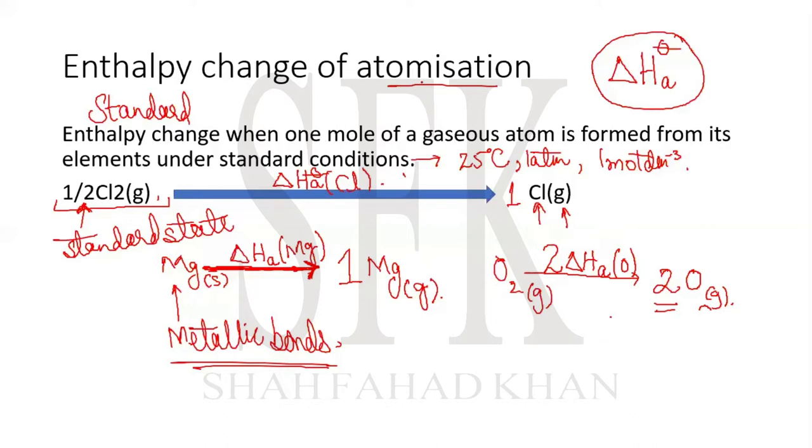Okay, so this was enthalpy change of atomization. The enthalpy change when 1 mole of a gaseous atom is formed from its element under standard conditions. Okay, it can be magnesium, oxygen, chlorine, any element. If we are breaking it down from its standard state, then in that case, we are actually providing it enthalpy change of atomization. All right.